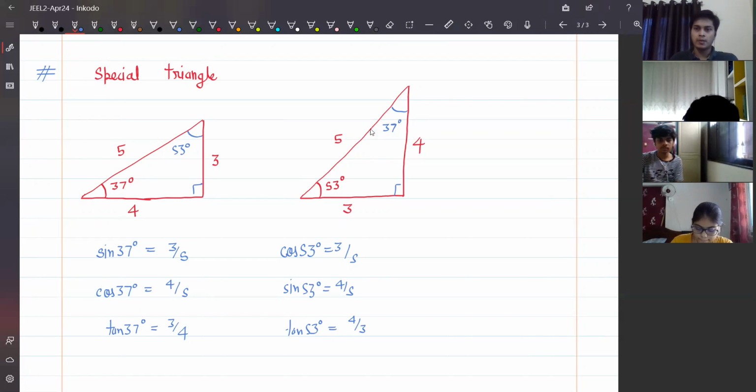So a shortcut to remember this is: on the opposite of the smaller side, we have the smaller angle. So opposite of 3, we have 37. And on the opposite of the bigger side, we have the bigger angle. So opposite of 4, there will be 53. Opposite of 3, there will be 37. Okay. We'll be using this in a lot of physics problems.